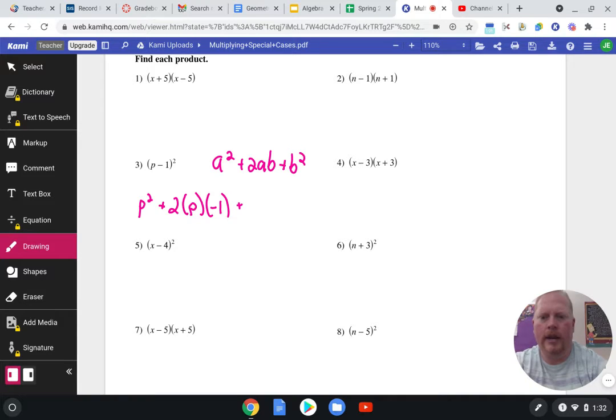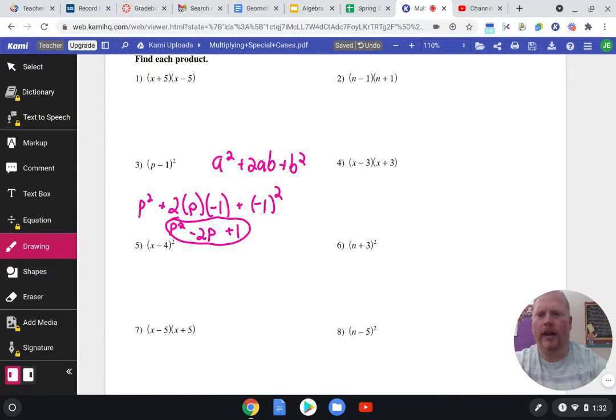And then negative 1 squared. And I put that negative 1 in parentheses so I know to square both the negative and the 1. So now let's clean this up. I've got p squared. 2 times negative 1 is negative 2p. And negative 1 squared is a positive 1. So there's my answer. P squared minus 2p plus 1.